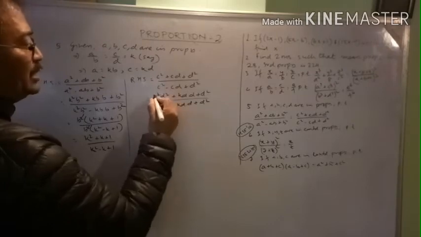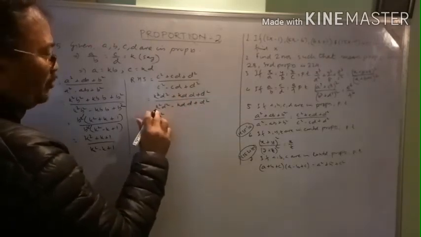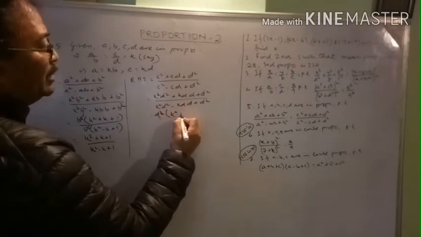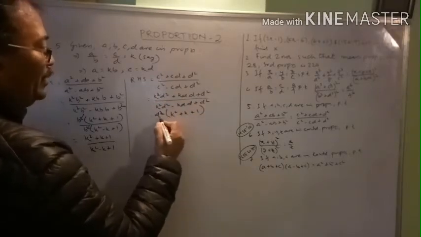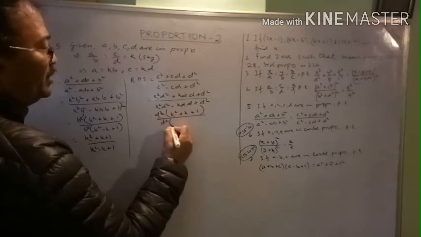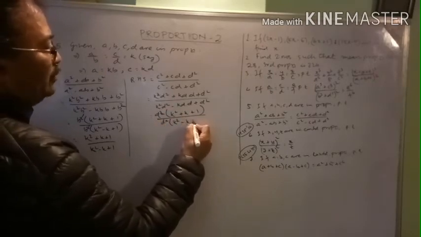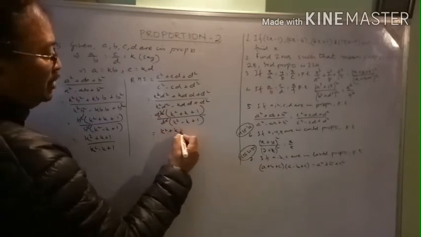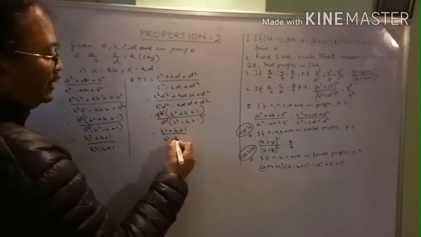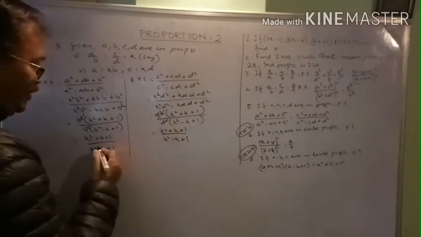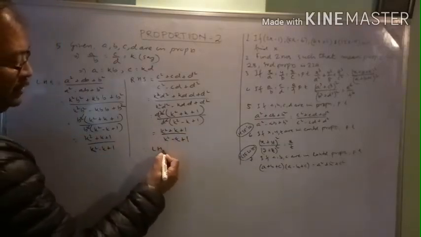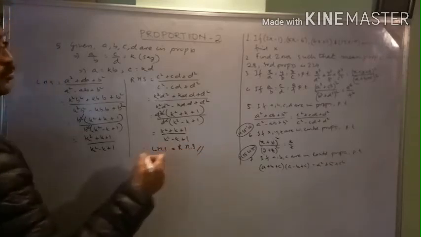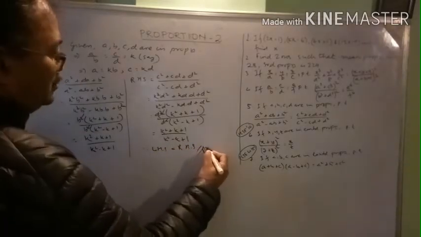So as you can see, D square is common here. If you take D square common, what is left? K square plus K plus 1, and here D square common, K square minus K plus 1 left. D square cancels, so you get K square plus K plus 1 over K square minus K plus 1. So this is same as this one. So therefore LHS is equal to RHS. So this is good. Okay.